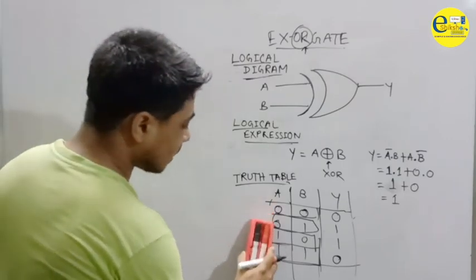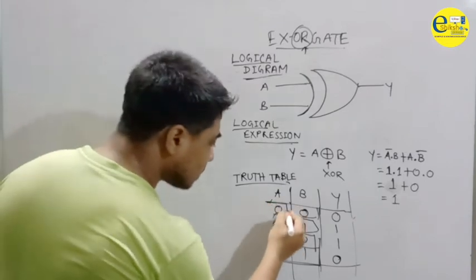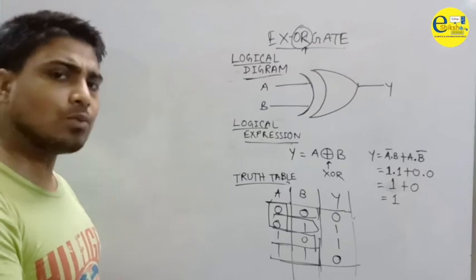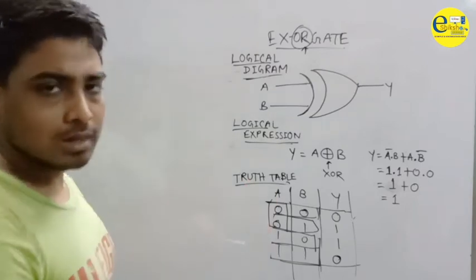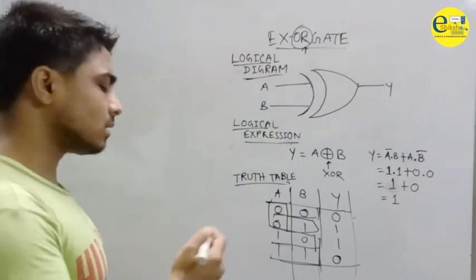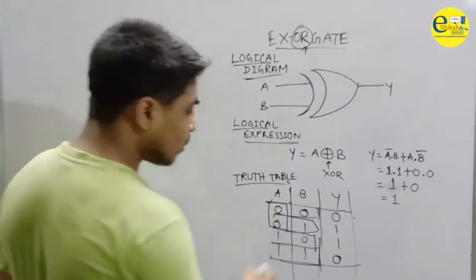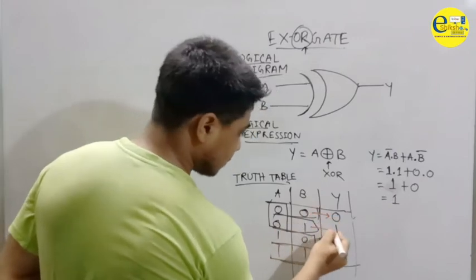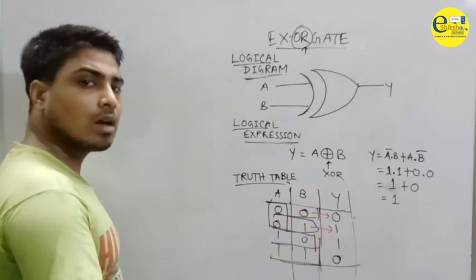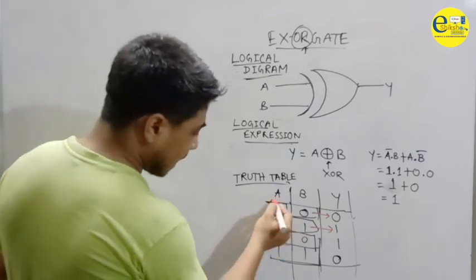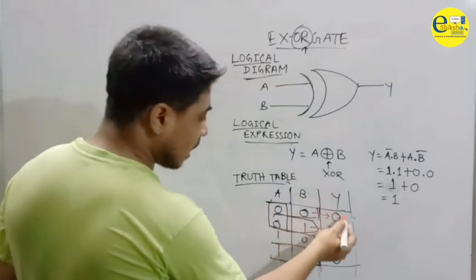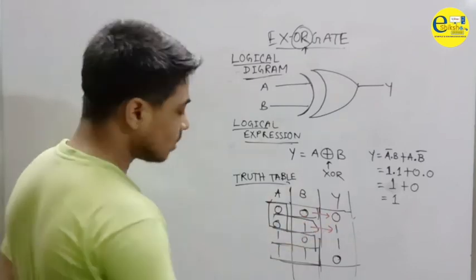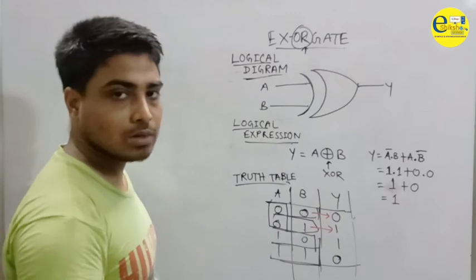It can also be considered as: if one input is 0, either A or B, the output will be the same as the other input. See, as A is 0, here the output will be the same as B. Here B is 0, that's why we will get 0. Here B is 1, that's why we will get 1.